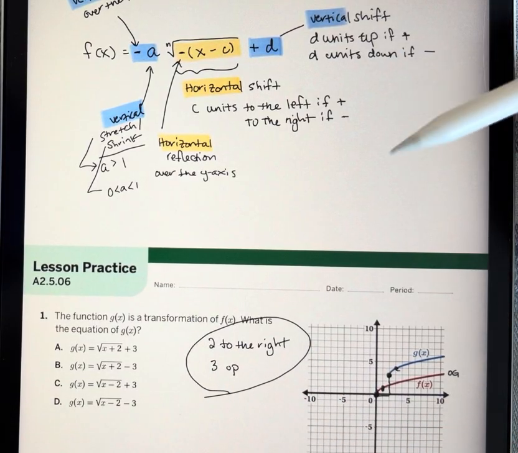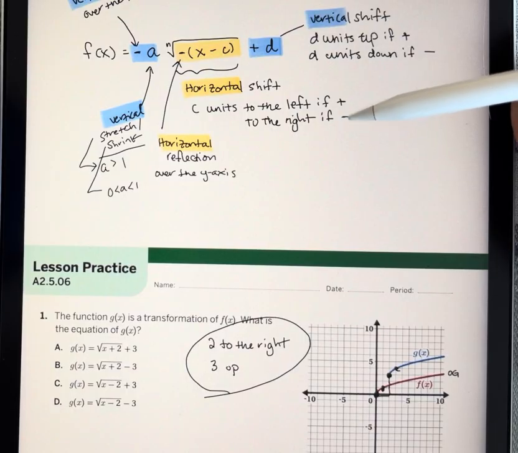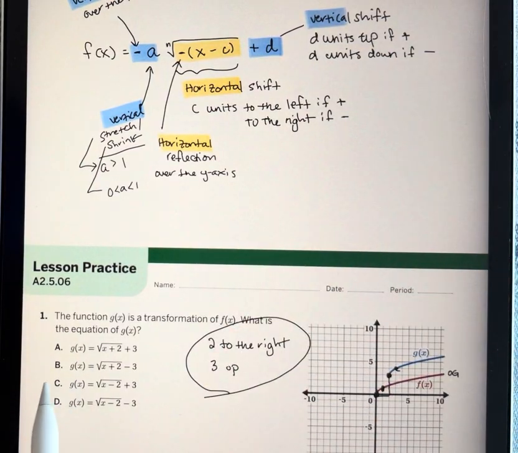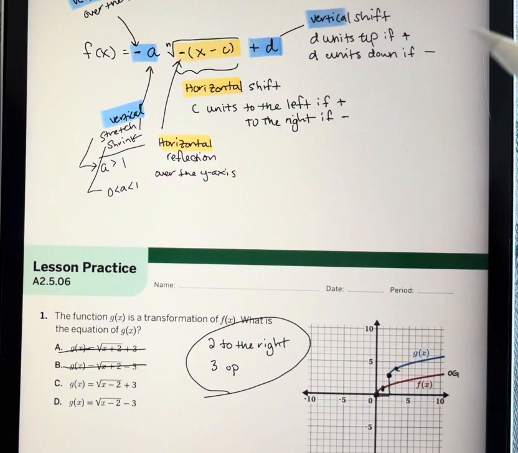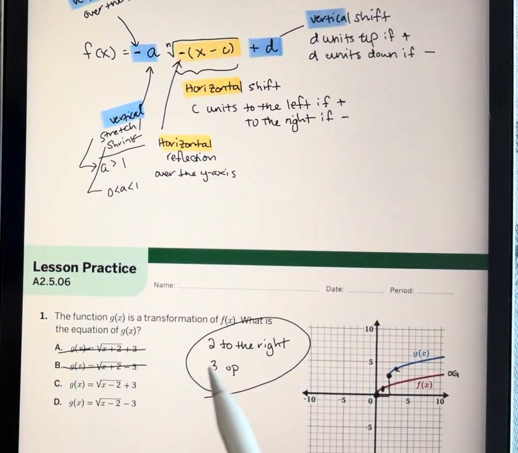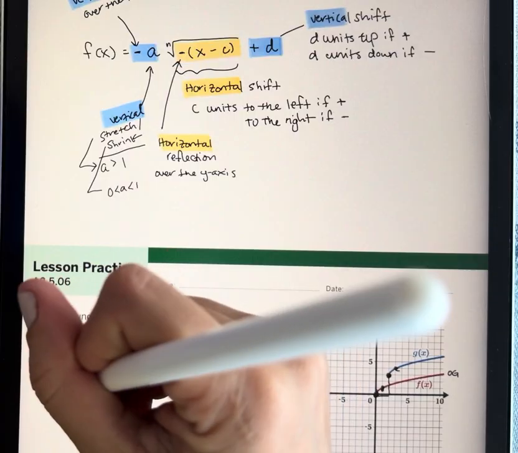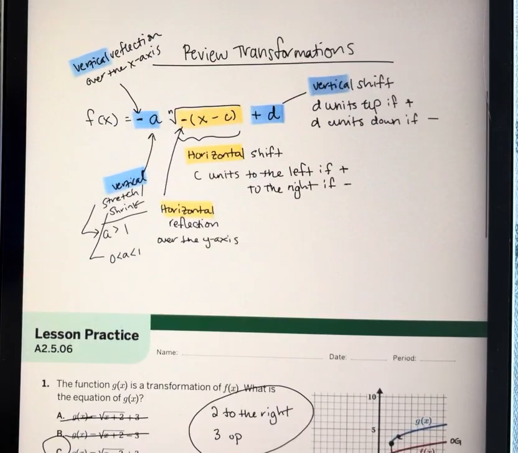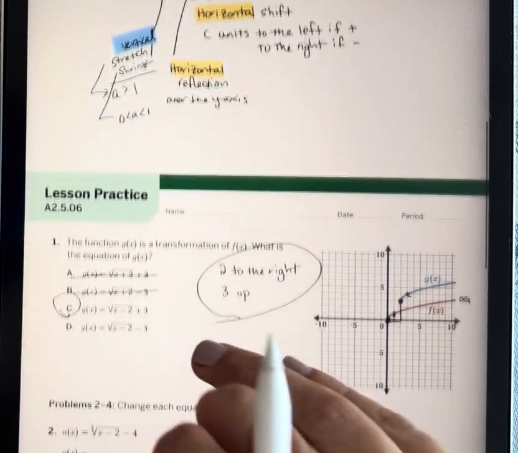So this is all that's happened. 2 to the right would be a minus with the x. So a minus 2. So not that one and not that one. And then 3 up is a plus 3 at the end. So it's going to have to be C. Okay? So remember this.